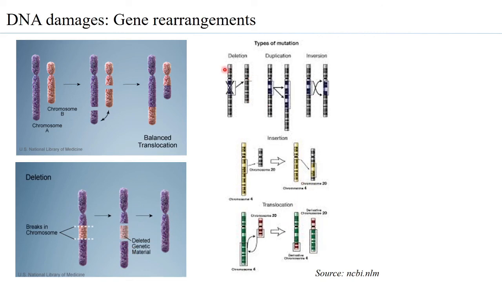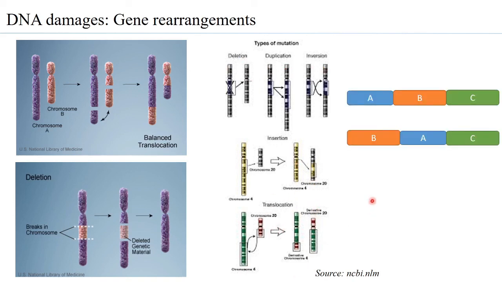There are different kinds: deletion, duplication, insertion, inversion, translocation, etc. Just to understand what is gene rearrangement, suppose you had in a DNA gene A followed by gene B and followed by gene C. If there is a rearrangement, you can have BAC. So this is considered to be a gene rearrangement, and this is something that can happen in DNA.